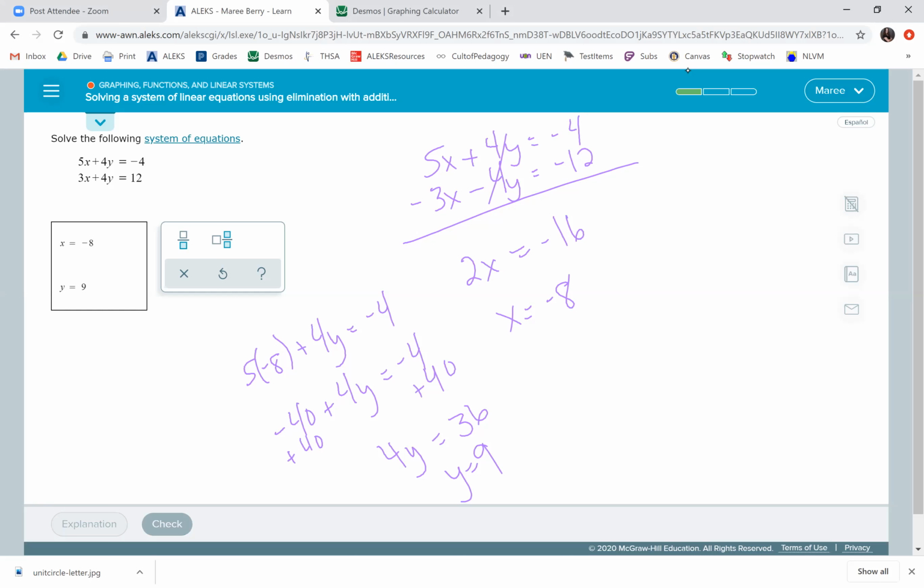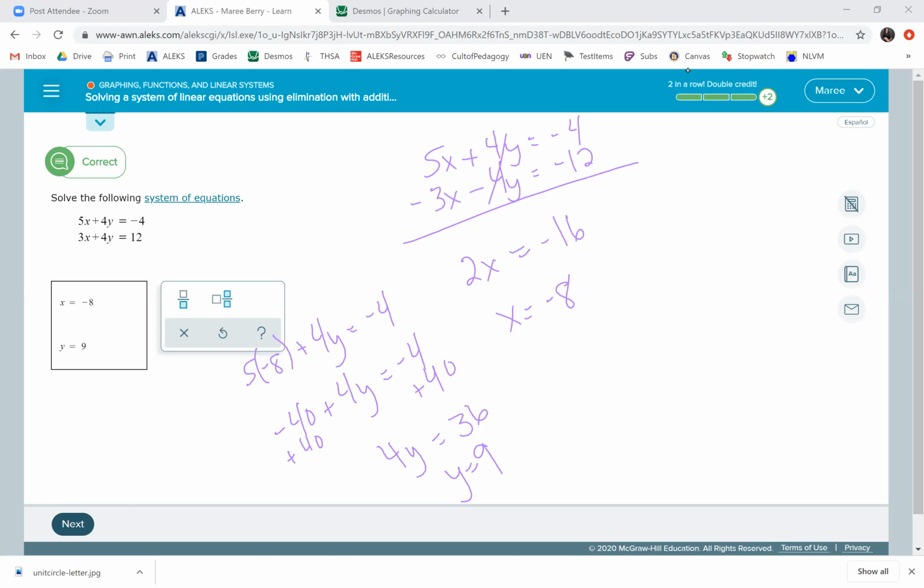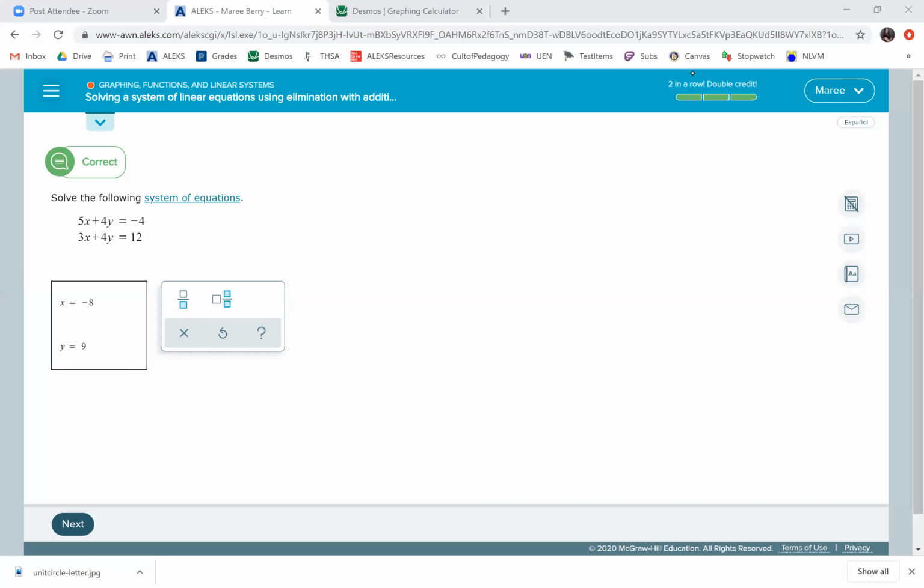Again, you can always check by plugging it back in. That's the end of the lesson.